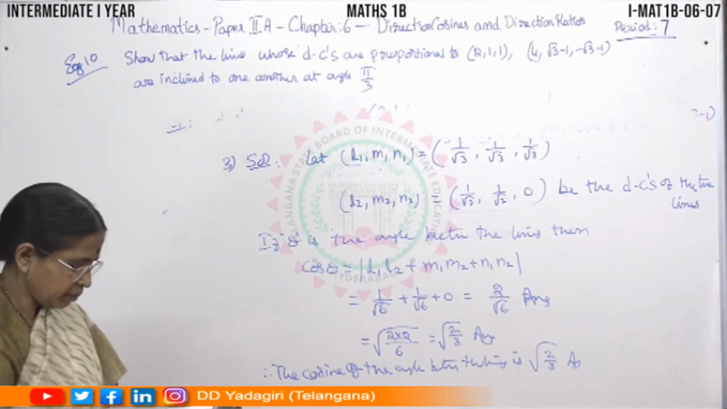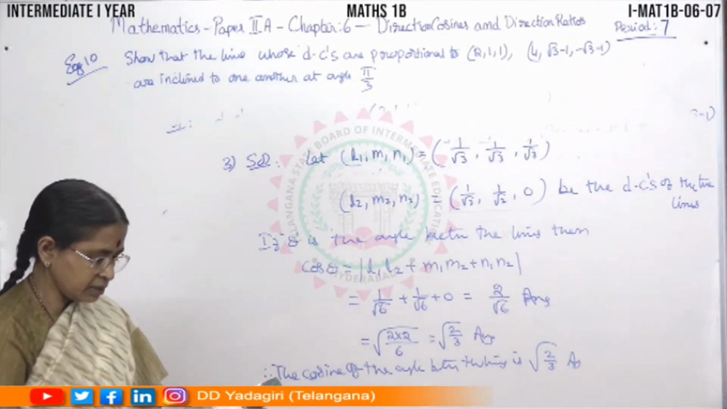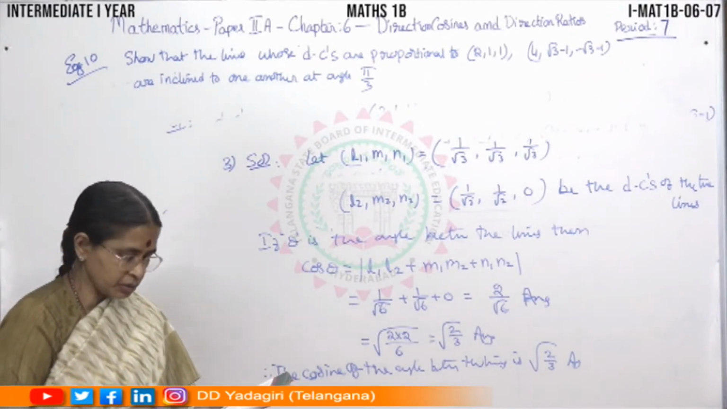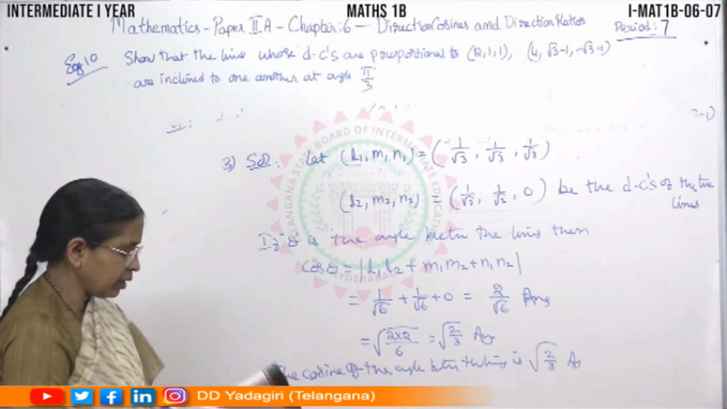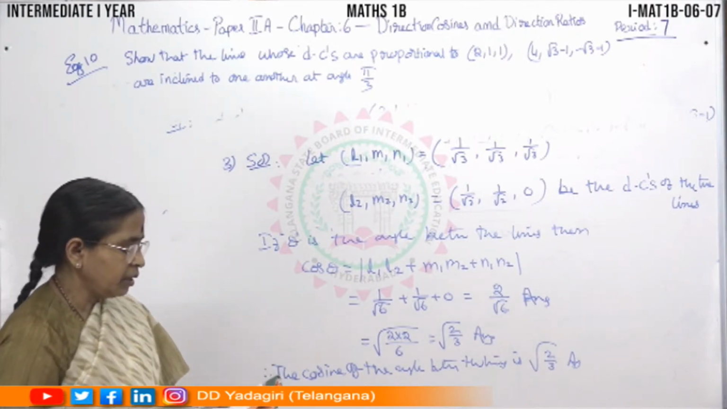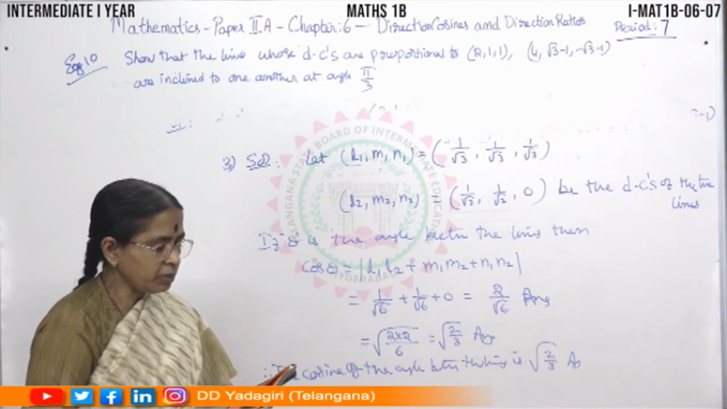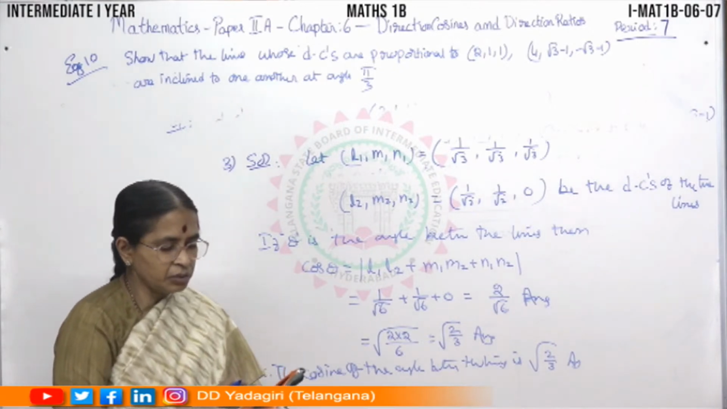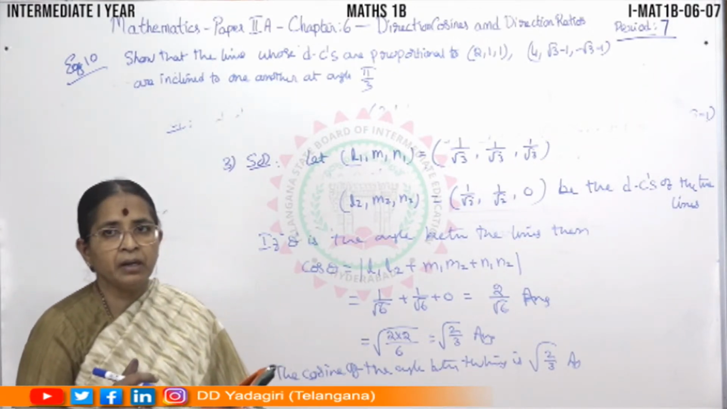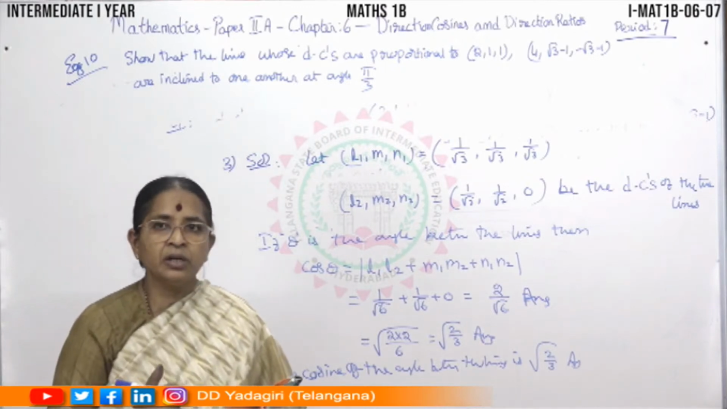Okay, next problem, again show that the lines whose direction cosines are given. So same formula. And then second section, second problem: show that the line passing through 2 points is perpendicular to the line passing through another 2 points.